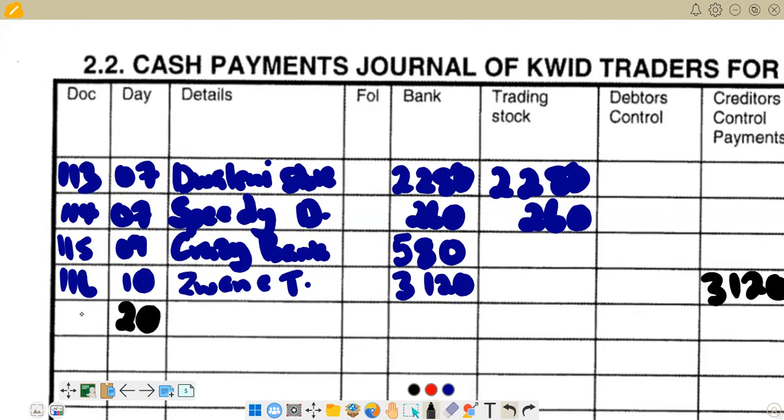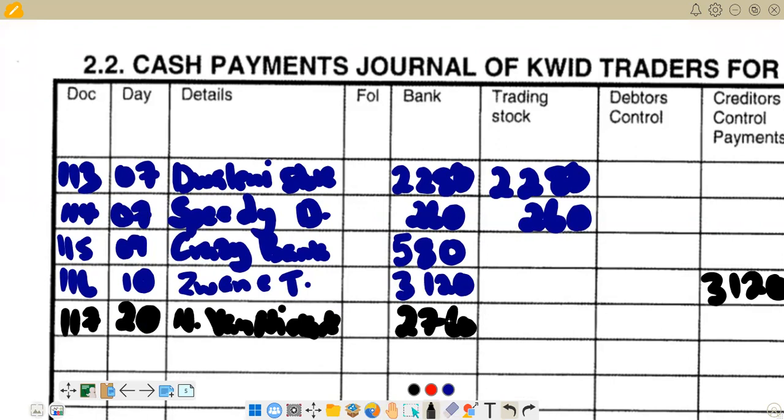Then on the document part, you can choose a figure that we put there. We put 117, and then on the details, remember this is N Van Niekerk, so you can just say N Van Niekerk. So this is what we have in terms of details, and then the amount was 2,760.